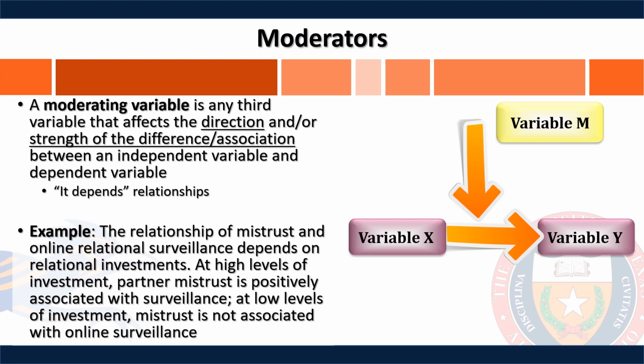I proposed that mistrusting people survey their partners online more than trusting partners when these individuals made significant relational investments such as time, shared living spaces, and shared social networks toward their relationship. At low levels of investment and commitment, there were no differences because presumably surveillance was low regardless of whether partners trusted or mistrusted their romantic others. This is an example of an it depends relationship that is indicative of a moderating variable.